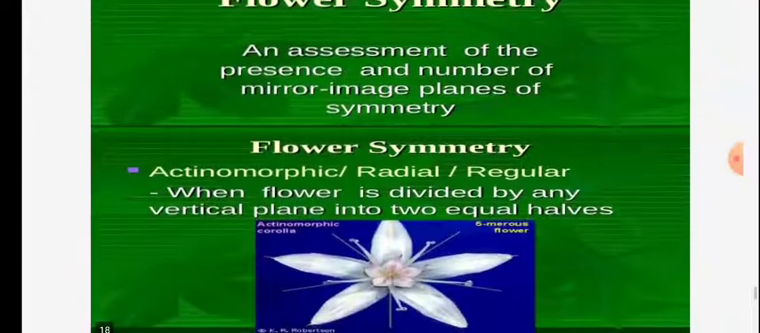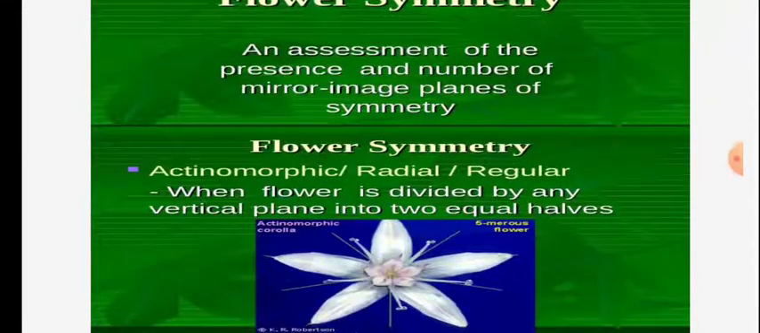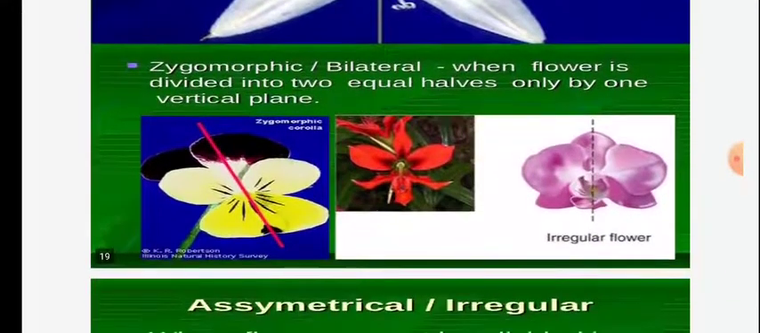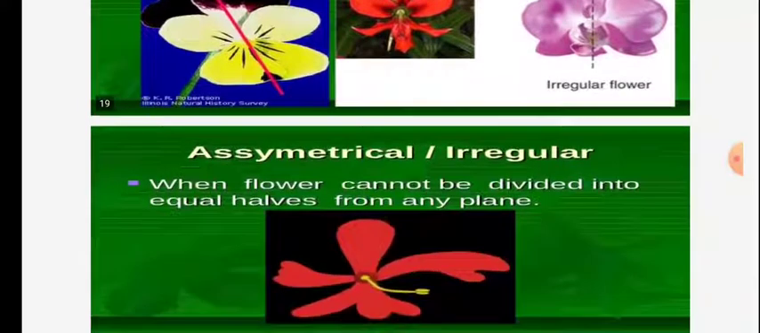In symmetry, there is actinomorphic symmetry, radial regular symmetry. Here you are observing the actinomorphic condition. There is a horizontal cut, two diagonal cuts, a cross cut, and one vertical cut. In zygomorphic, you see the flower is irregular. It does not show two equal halves except by one vertical plane, which gives two equal halves, so it is called zygomorphic.